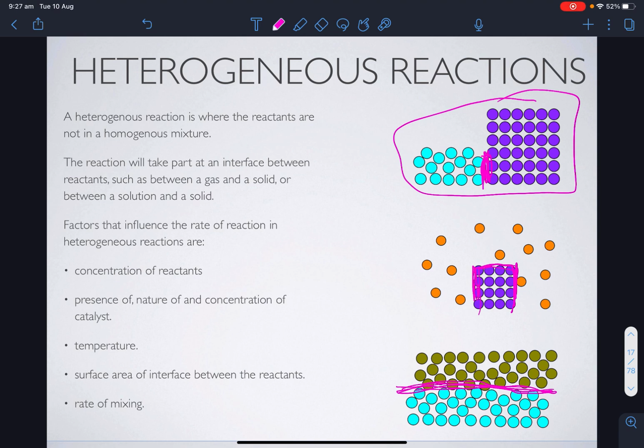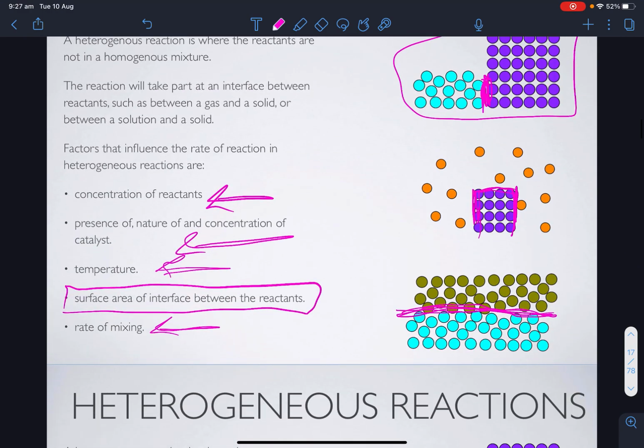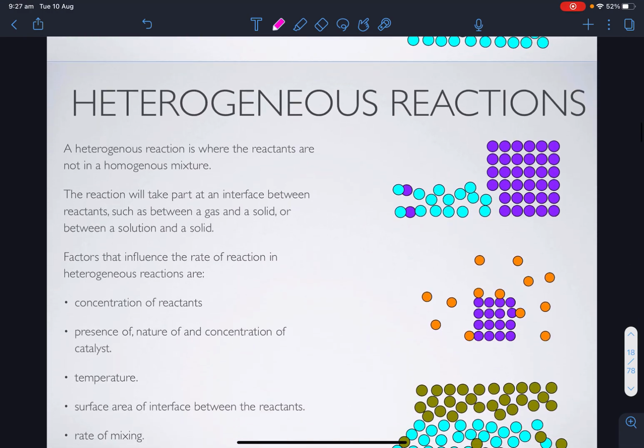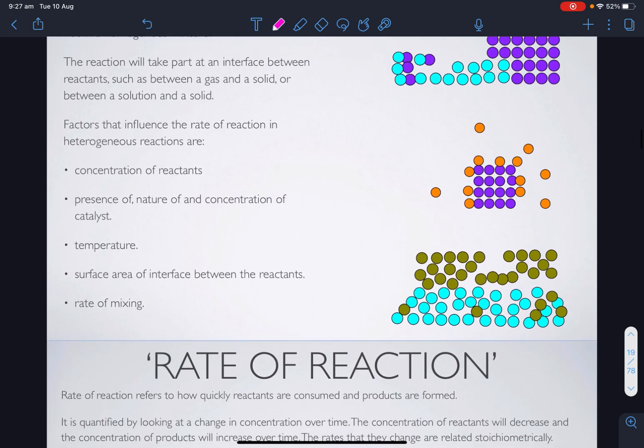Factors that affect these, again, the concentration, a catalyst, temperature, mixing as well, but here's the new one, the surface area of the interface. Smaller surface area, less likely collisions that are successful. Larger surface area, more likely you're going to get more successful collisions. And here's me just copying it over and showing some reactions happening there. You can see the progress.